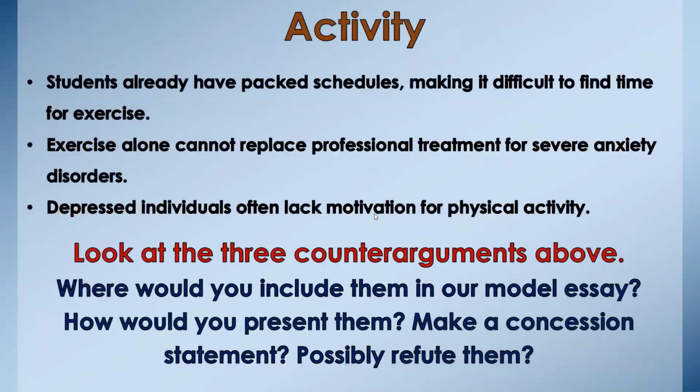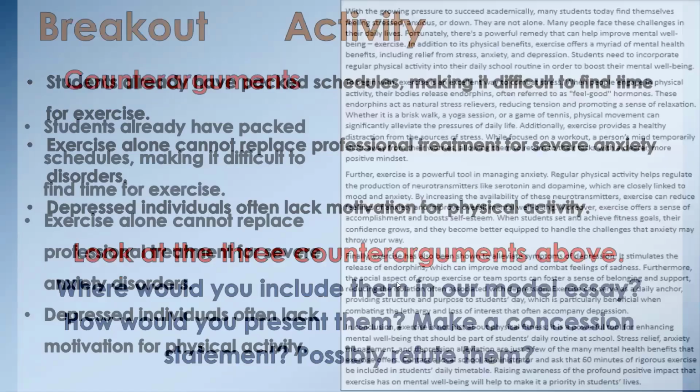Okay, let's take a look at these three counterarguments. And these are counterarguments that we're going to fit into our first model essay. The first one says, students already have packed schedules, making it difficult to find time to exercise. The second says, exercise alone cannot replace professional treatment for severe anxiety disorders. And the third says, depressed individuals often lack motivation for physical activity. Where could you possibly include them in the model essay? How would you present them? How could you make a concession statement? And how could you refute them?